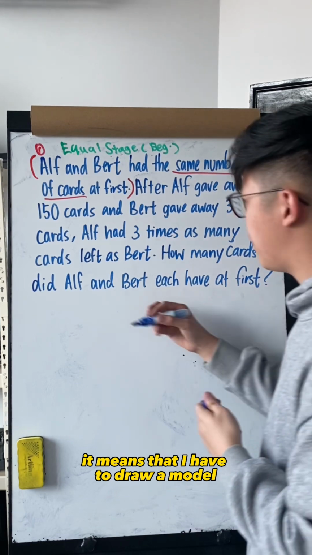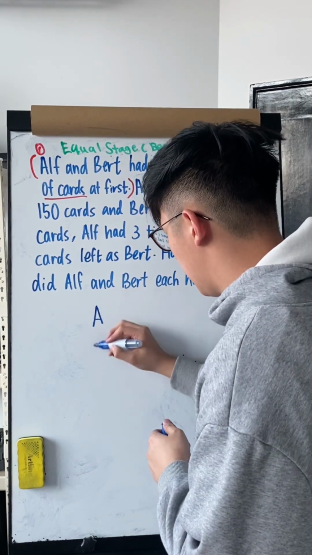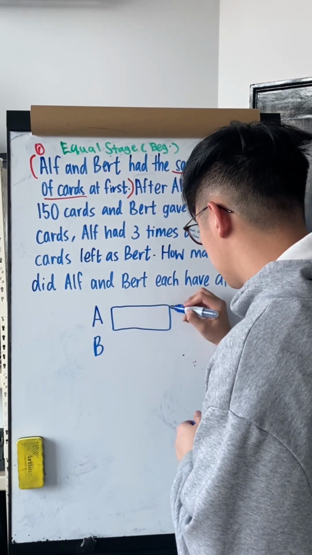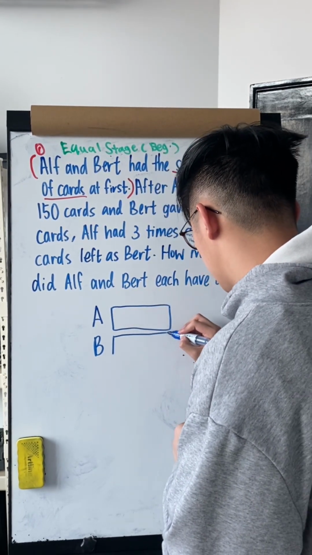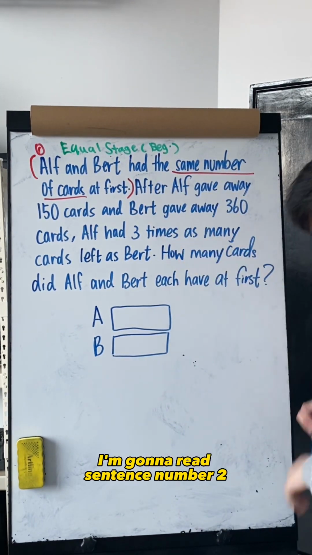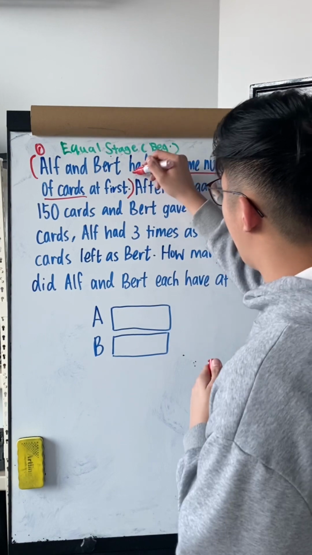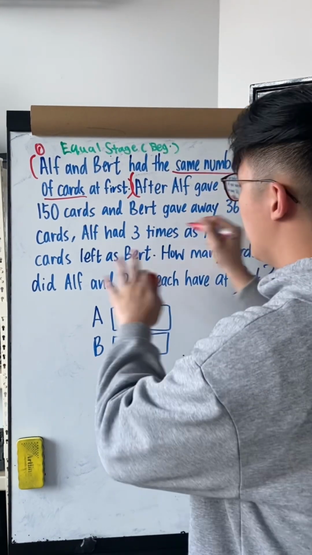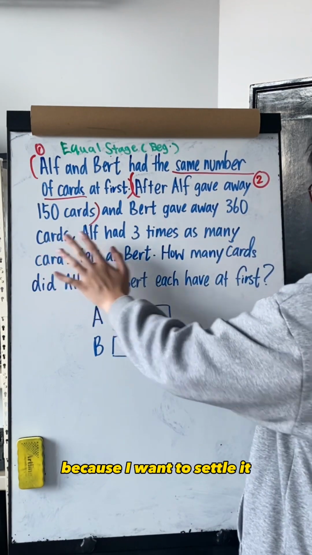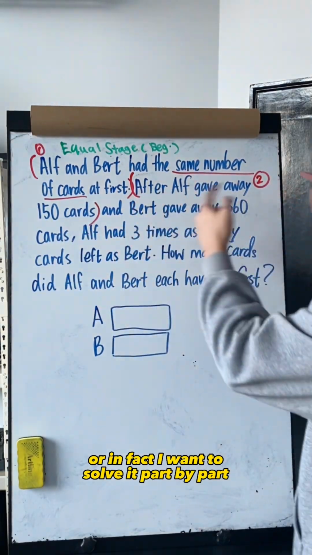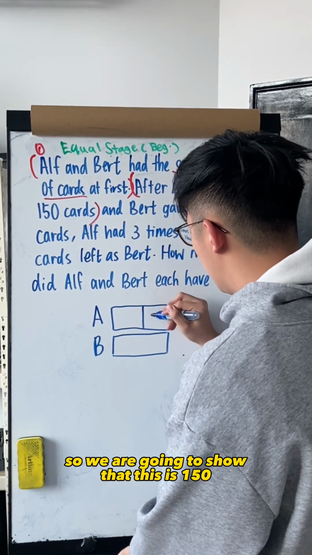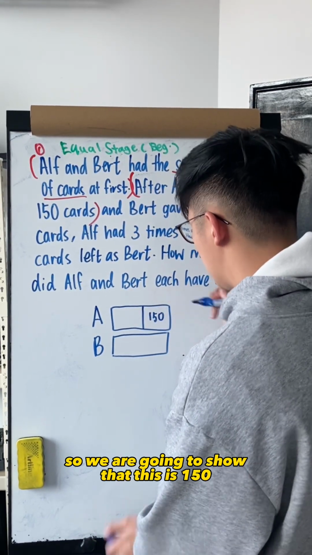It means that I have to draw a model. I have to start off by drawing a model that is of the same size. Once I'm done with this, I'm going to read sentence number 2. Sentence number 2 says, after Alf gave away 150 cards. Now, I'm not going to read the whole thing because I want to solve it part by part. So we know that Alf gave away 150, so we are going to show that this is 150.